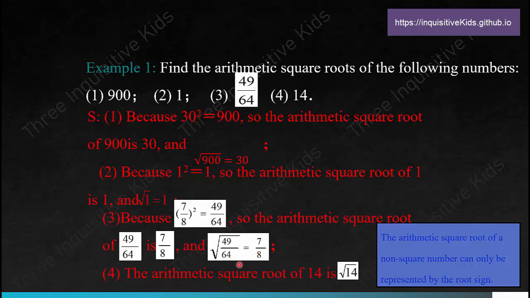4. The arithmetic square root of 14 is just the arithmetic square root of 14. So the arithmetic square root of a non-square number can only be represented by the root sign. So to write it in the simplest form, for example 14, it's not a perfect square, so all you do is just add that sign and you have the arithmetic square root of 14.